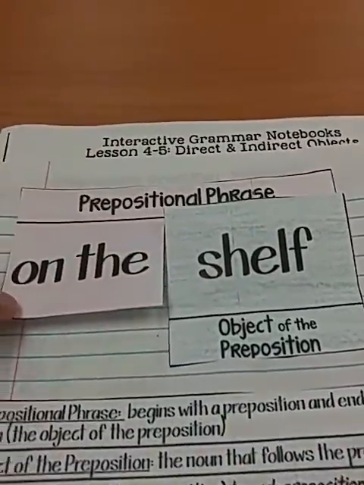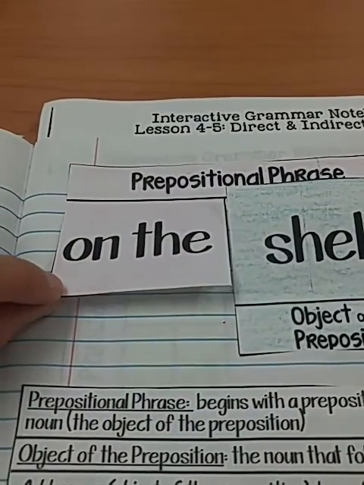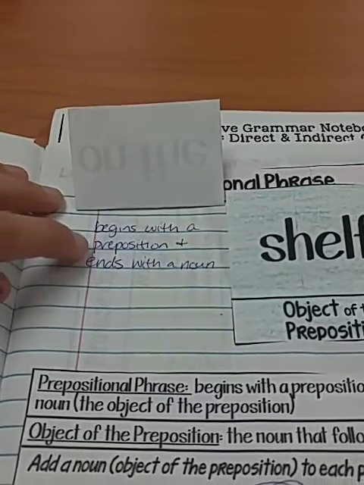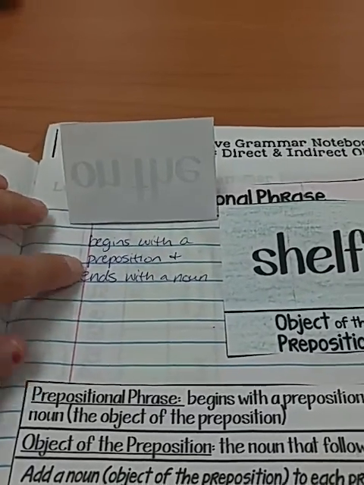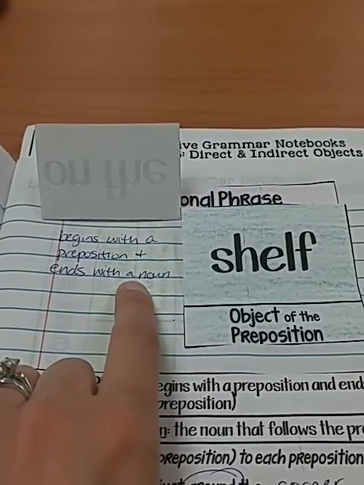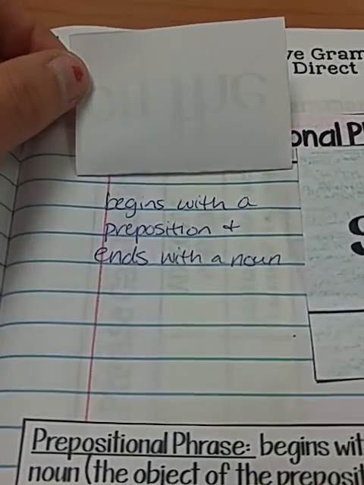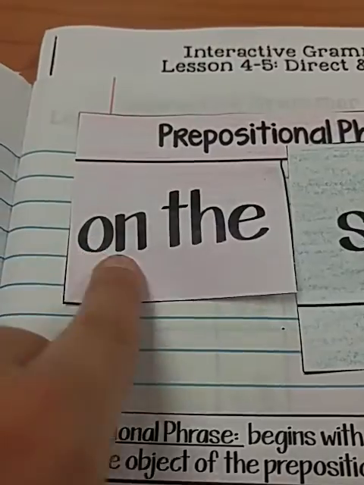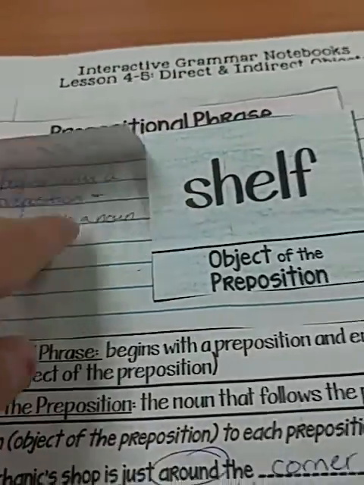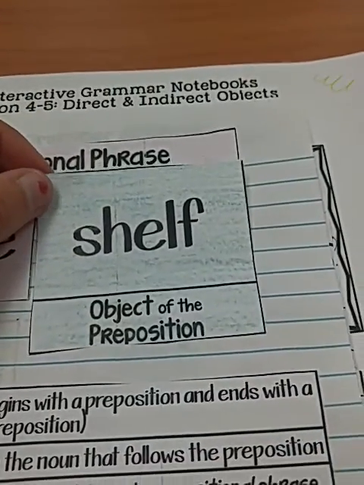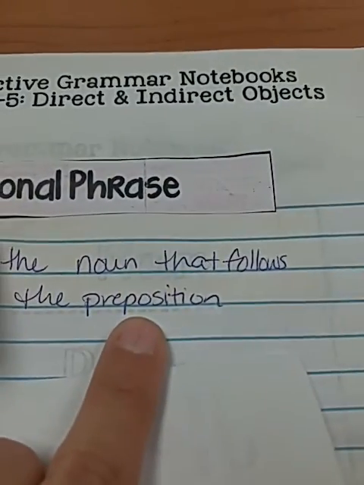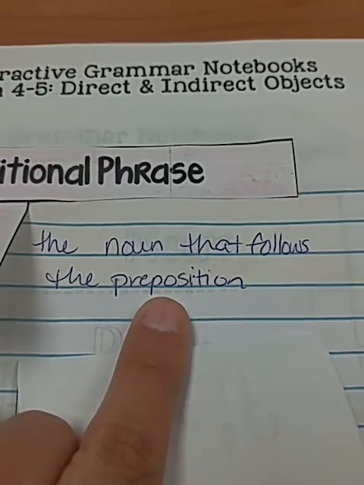So next, we're going to write down what's underneath "on the." A prepositional phrase begins with a preposition and it ends with a noun. So underneath that, right, begins with a preposition and ends with a noun. "On" is the preposition. The object of the preposition is the noun that follows the preposition. So go ahead and write that down.